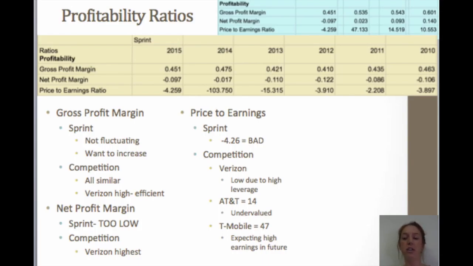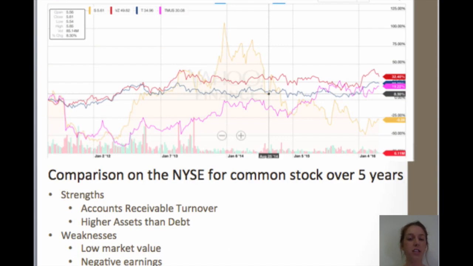AT&T had a PE ratio of 14. T-Mobile's was really high at 47, which can indicate that investors are expecting higher earnings growth in the future. Just to conclude, I showed a picture of a comparison of the four companies on the New York Stock Exchange for common stock over the 5 years.